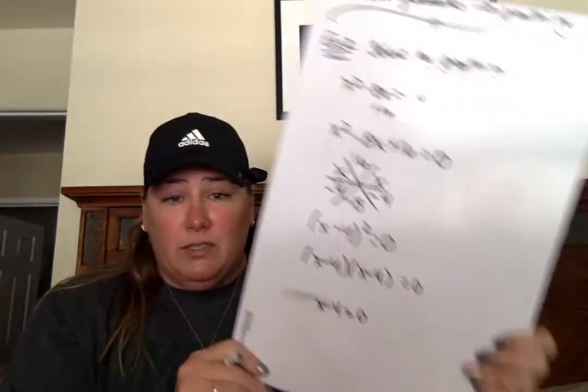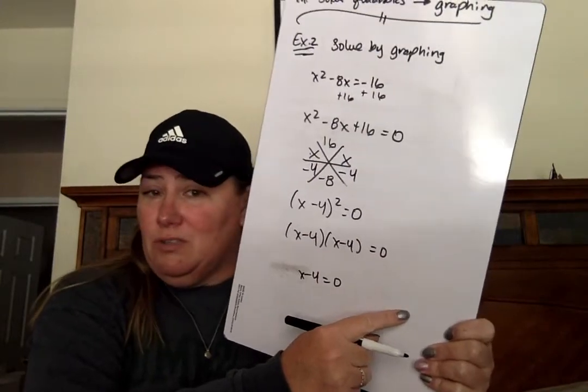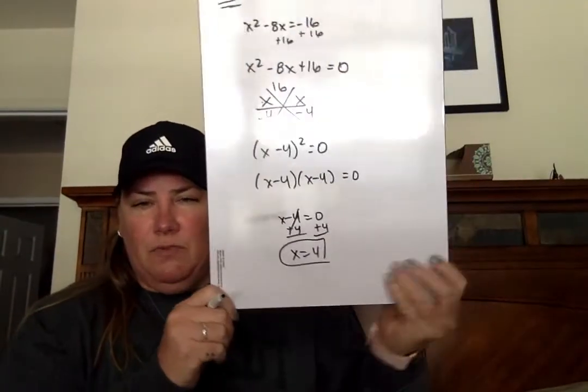Hopefully by now you've caught on that they're the same binomial, so we could just solve one of them. But if you want to, you could solve x minus 4 equals 0 over here. Add 4 to both sides. I got x equals 4.